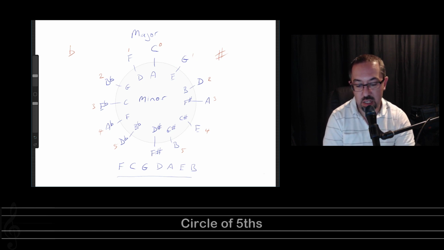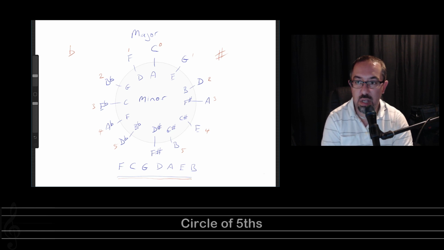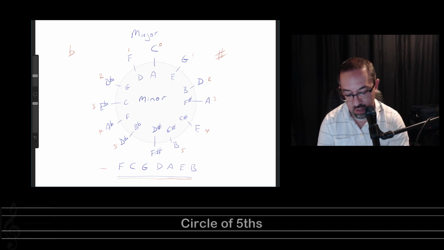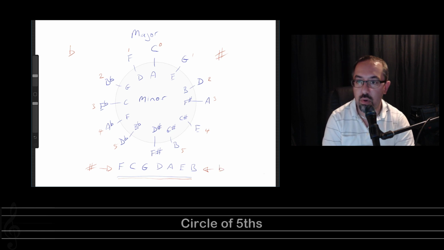The last thing I'll add with this is, if we go back to our rhyme, Father Christmas gets drunk and eats babies, this also gives you your order of sharps and order of flats. So starting at the F end, that will give you your order of sharps, going F, C, G, D, A, E and B. And if you reverse that, start at the B end, that will give you your order of flats, going B, E, A, D, G, C, F.